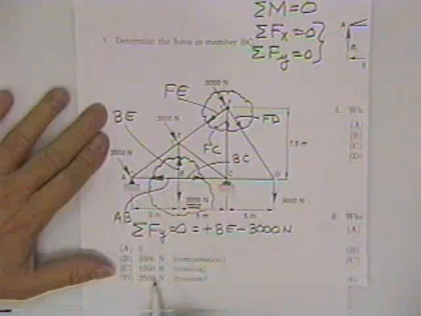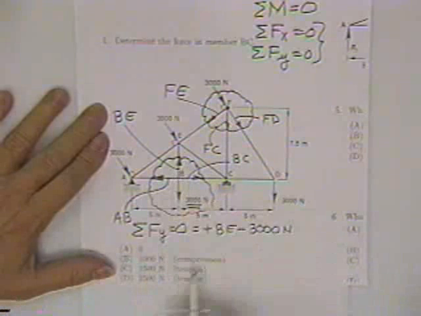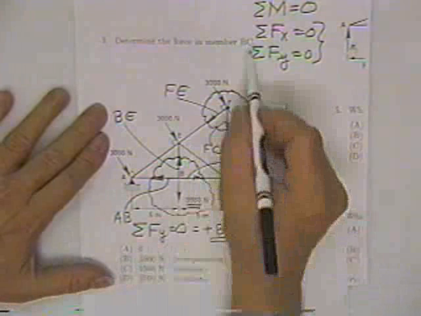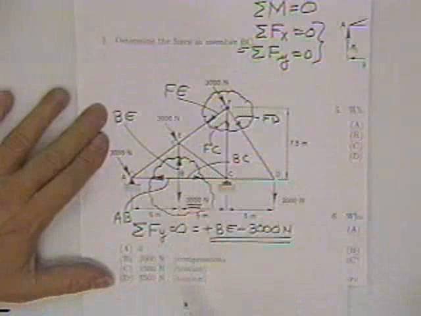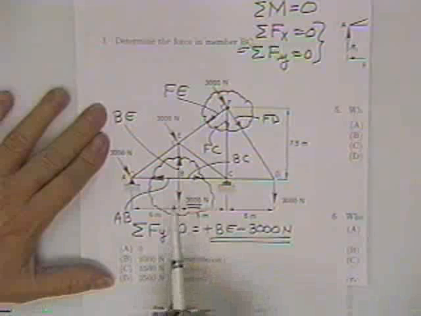Alright. Looking for BC. I'm looking for BC. Thank you. I thought I was looking for BE. Well, I did a nice job of solving for BE. He just didn't ask for BE. He asked for BC. Alright. I'm glad you noticed that.